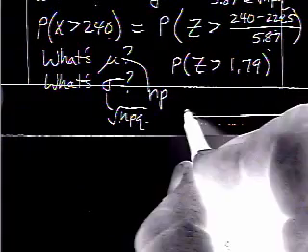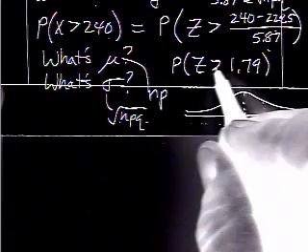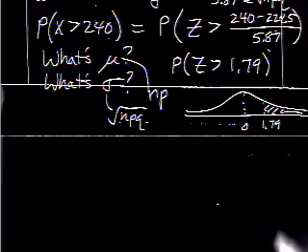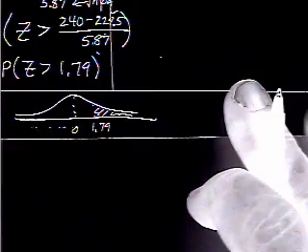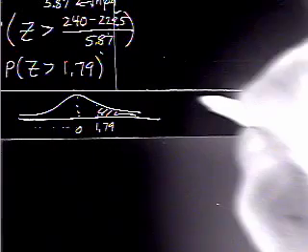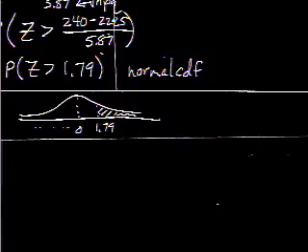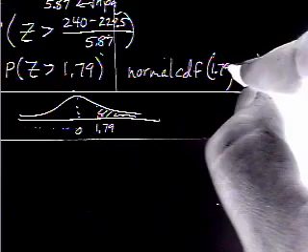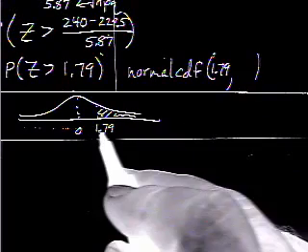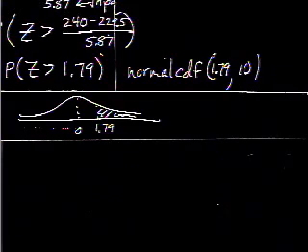So let's think about that. We've got 0 here, 1.79's out here. We want bigger than that, so we're talking about this area under the curve out this way. So, with that being said, we want normal CDF. 1.79 would be my left boundary. What would be my right boundary? Something bigger than 3. I always choose 10, although it just has to be bigger than 3, really.